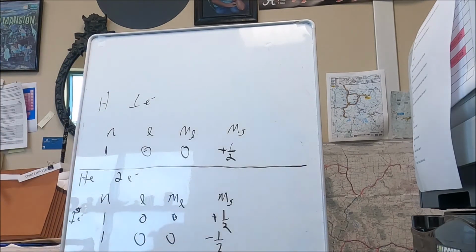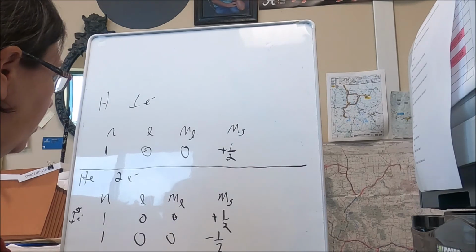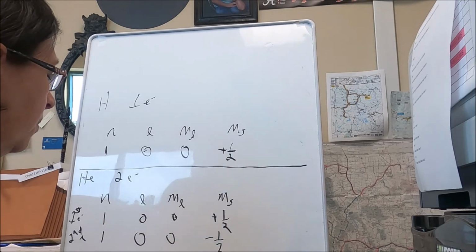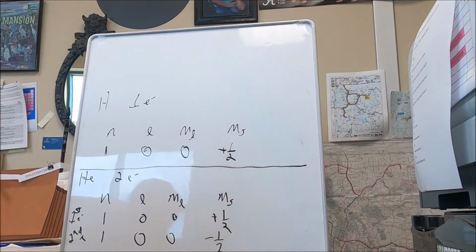If we now move on to lithium with 3 electrons, n, l, m sub l, m sub s. I copy what I did for helium, 1, 0, 0, plus a half, 1, 0, 0, minus a half. Okay, so that's the first electron. There's the second. Now when we look at the third electron, the 1s orbital is filled.